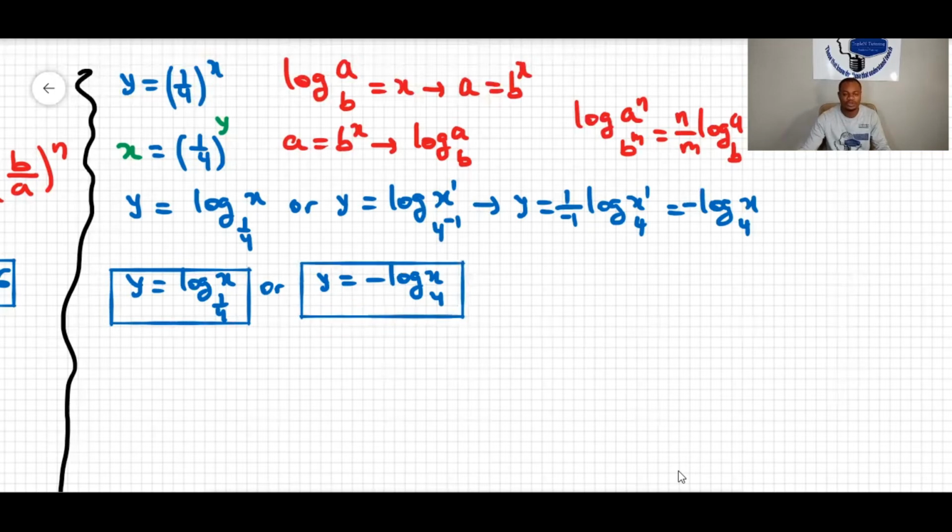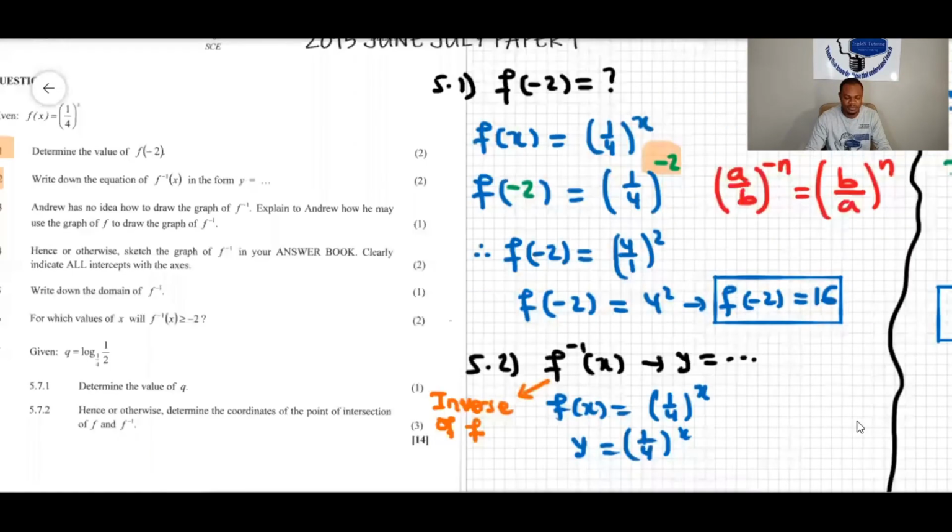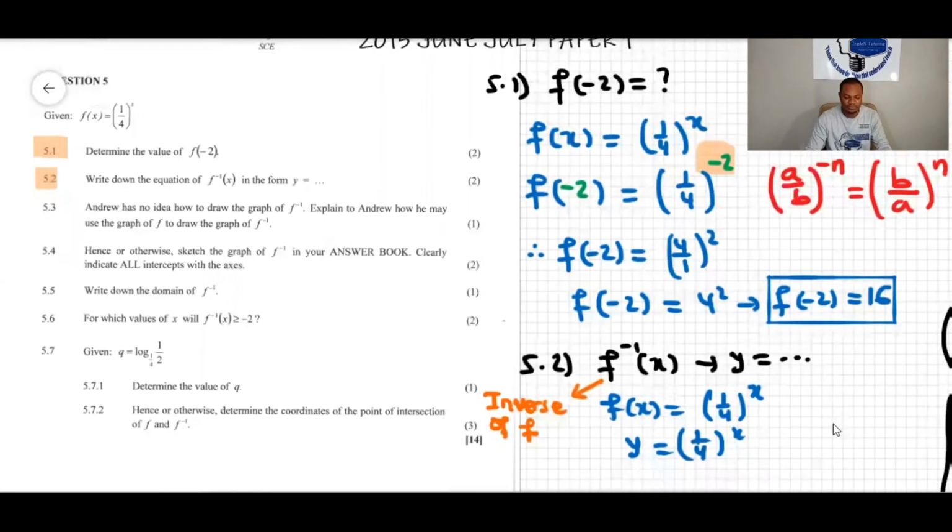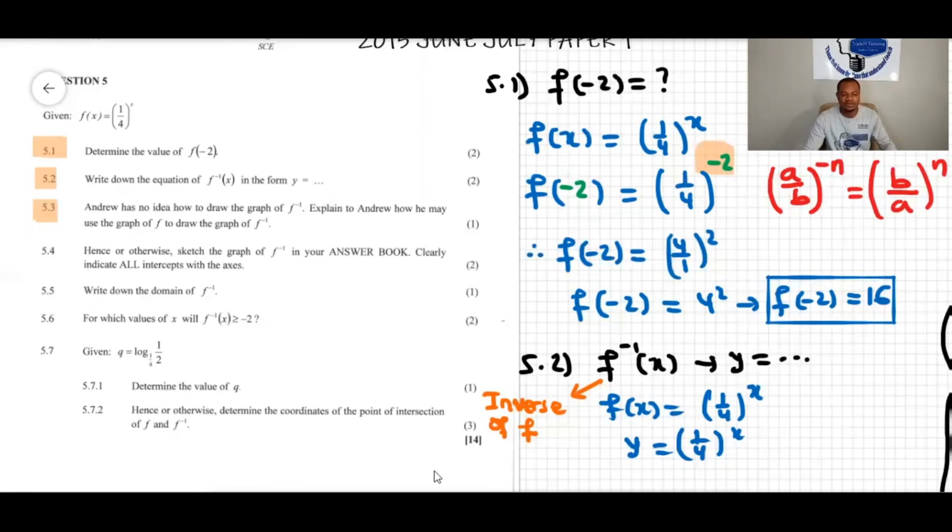Okay, so now let's move on. We're going to take the following question, question 5.3. What's the question here? 5.3 says Andrew has no idea how to draw the graph of f minus 1. Explain to Andrew how he may use the graph of f to draw the graph of f minus 1. All right.